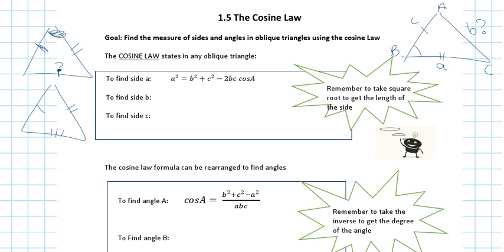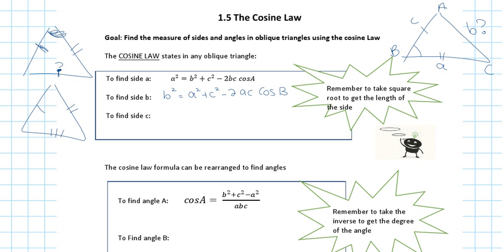B squared equals A squared plus C squared minus 2AC cosine B. So no matter what the letters are, you should be able to create your equation. If your letters are X, Y, and Z, and you know X and Y and angle Z, you should be able to create the equation.